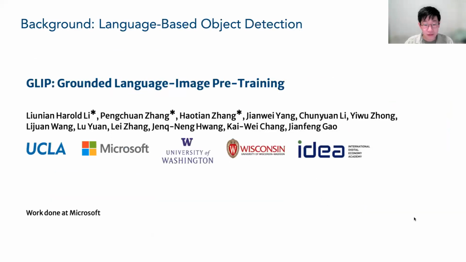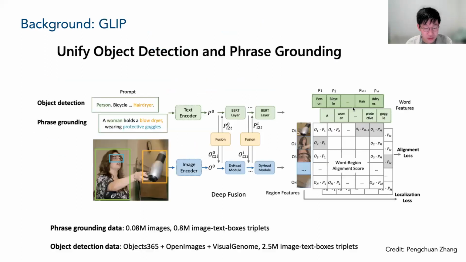Okay. So next I'll give some background on prior work. Basically, I want to introduce the baseline we use, which is the GLIP model we did about 2 years ago. It's called grounded language image pre-training. It's basically a generalization of the CLIP idea in the domain of object detection.